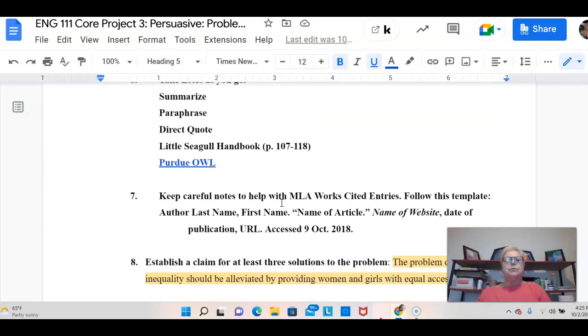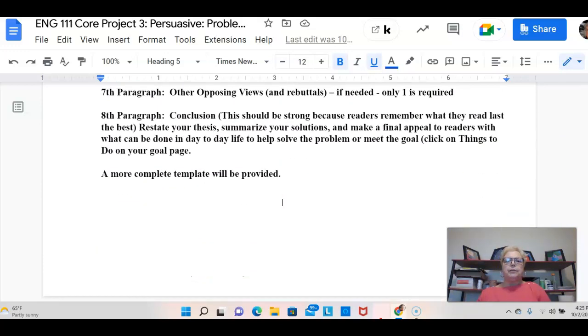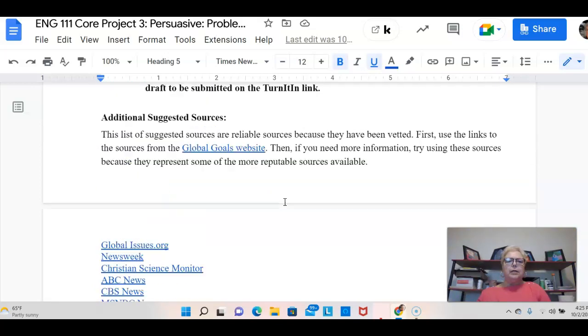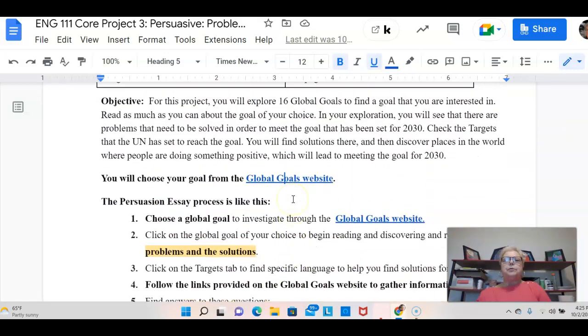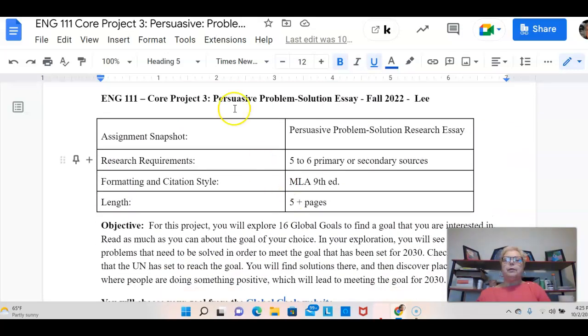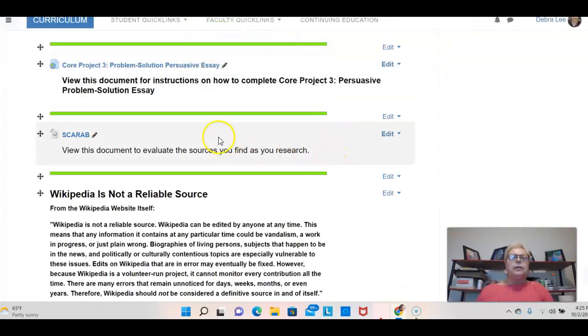So look at all of the sources. Look at all of this assignment sheet, because it may have some sources in there that you want to use for the paper. But this time I just want you to become aware of the 17 global goals, and I want you to choose one of the first 16. As you're reading and searching, the first source that you have, this Global Goals page, is a reliable source.